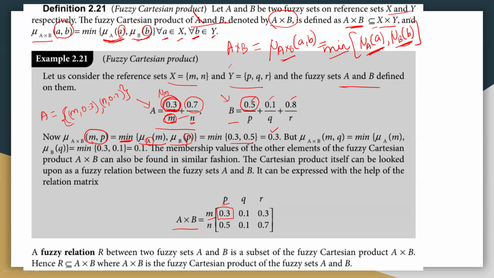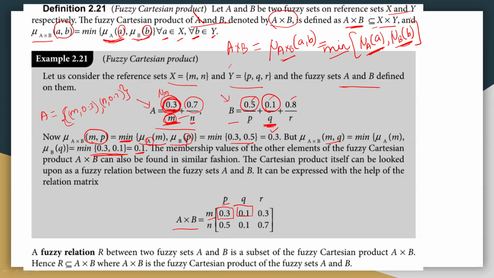When we look at the pair m and q, we take the value m and the other element q from the set B. The membership values are 0.3 and 0.1, so the minimum of 0.3 and 0.1 gives 0.1, as shown here. The membership values of all the other elements of the fuzzy Cartesian product of A and B can be found in a similar way.